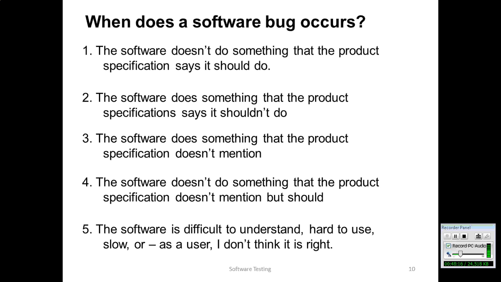The fourth one, the software doesn't do something that the product specification doesn't mention but should. Maybe somebody forgot about it. And of course, it is not mentioned in the document, so the developer didn't develop it. But it should do it. Somebody forgot it or somebody didn't think about it. Then you can open a defect in that case too.